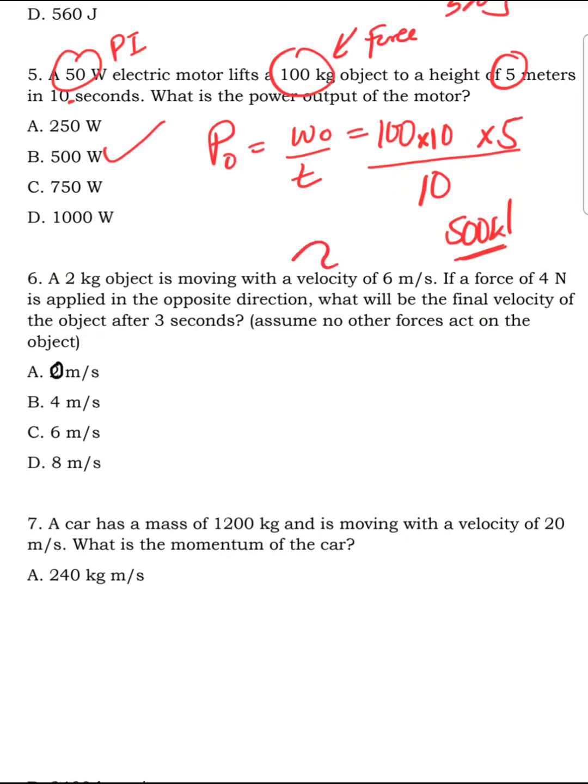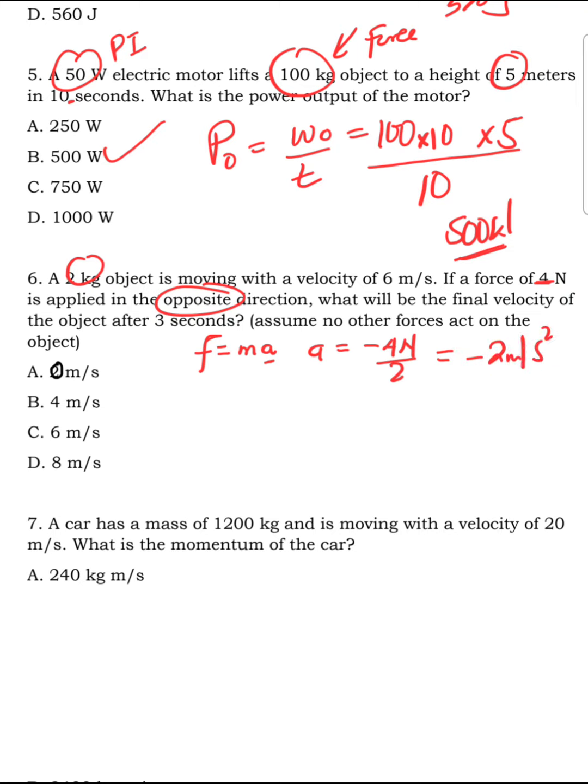Okay, so look at what we have here. We know that from Newton's second law of motion, F is equal to ma. We can find the acceleration from there, because the force has been given. Now the force is applied in the opposite direction. That means the force will be negative 4 newtons, and the mass is just 2 kg. So we put 2 there, and we end up having an acceleration of negative 2 meters per second squared.